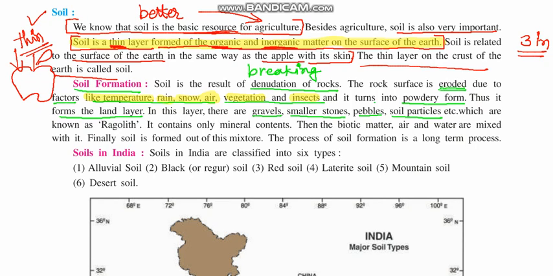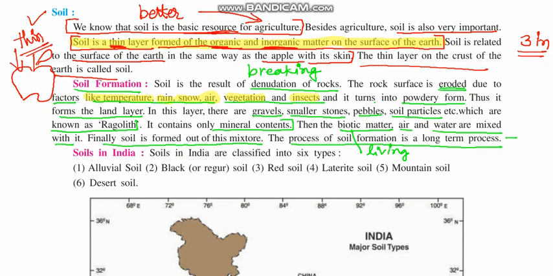These are known as regolith. It contains only mineral content. Then the biotic matter. Biotic means living matter, like air and water, which are mixed later on with it. Finally, soil is formed out of this mixture. The process of soil formation is long term. It is not a small process. It can take hundreds and thousands of years. So it is a very long process.